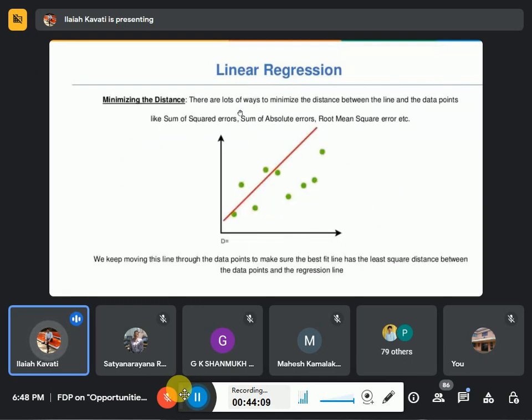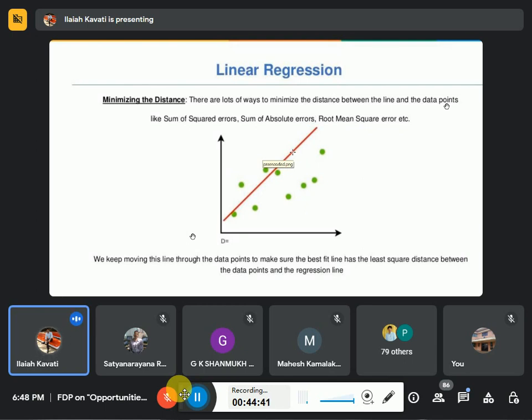So minimizing the distance, right? There are a lot of ways to minimize the distance between the line and the data points, like sum of squared error, sum of absolute error, root mean square error, etc. We keep moving this line through the data points to make sure the best fit line has the least square distance between the data points and the regression line. So we can say this is a perfect regression line if and only if the total error is minimum.